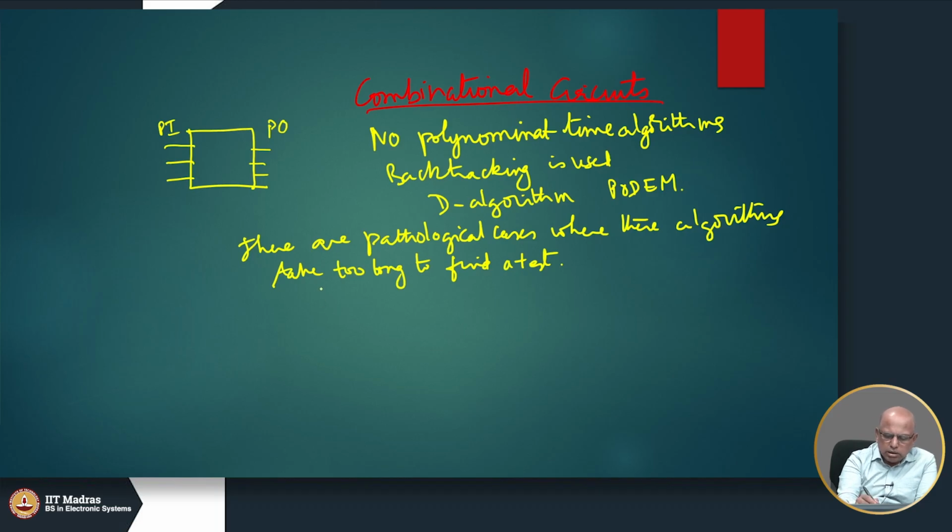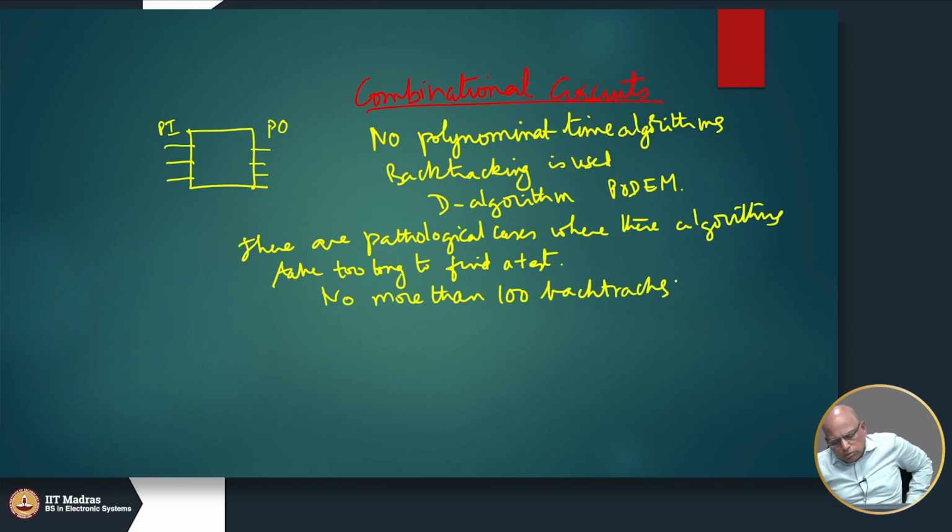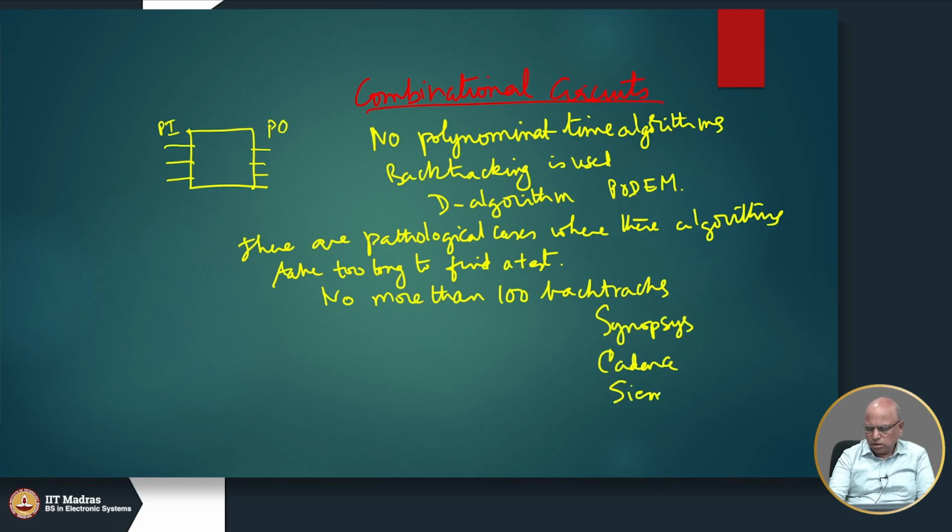We can say no more than 100 backtracks. This will limit the total amount of run time that you will spend on these algorithms. This is what tools do. Remember, I mentioned to you tools like Synopsys ATPG tool, Cadence ATPG tool, Siemens ATPG tool. They all try to put a bound on the number of backtracks.